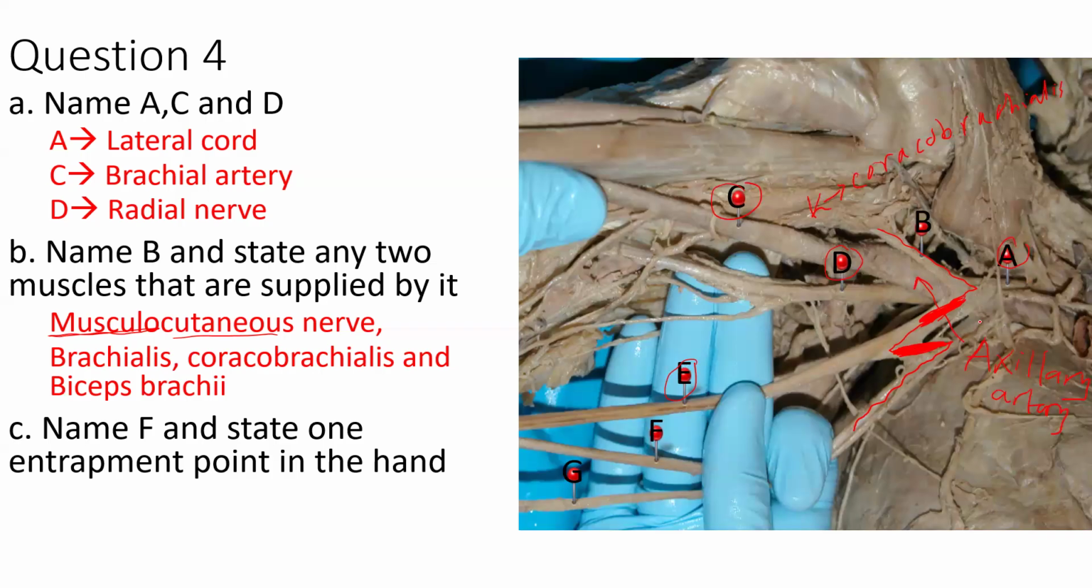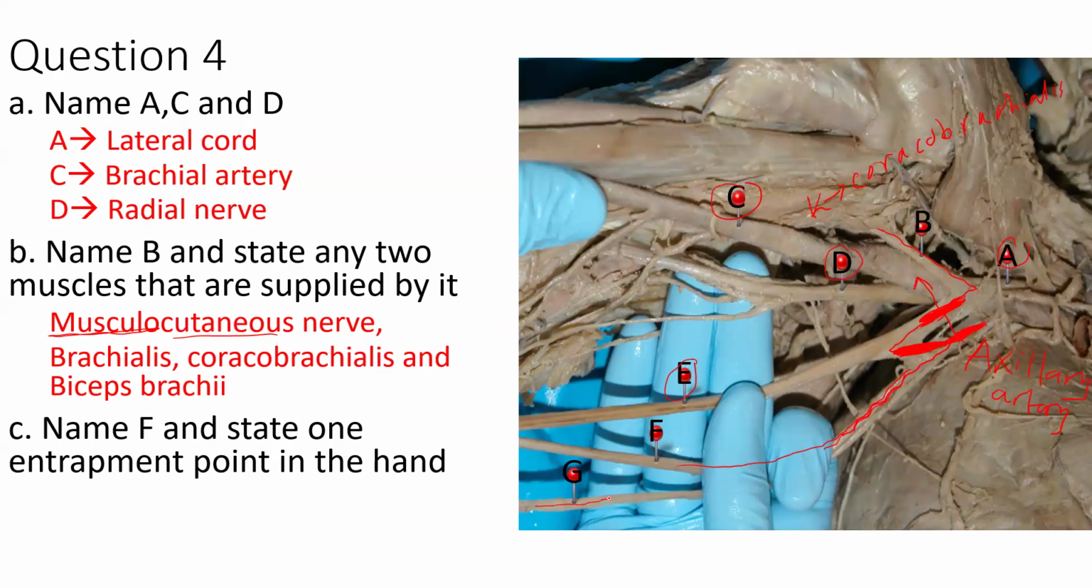Now, this here is part of the medial cord. Whatever I'm now trying to highlight, that's the medial cord of the brachial plexus. You can see it's medial to the axillary artery. And you can see this terminal branch named F, of the medial cord. That's the ulnar nerve.